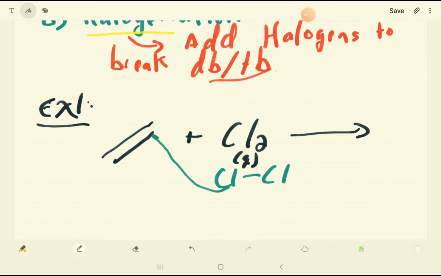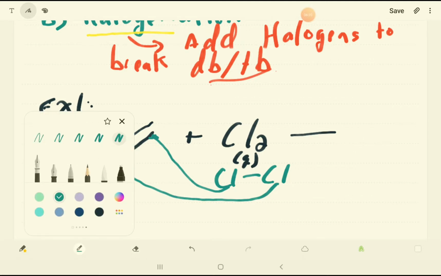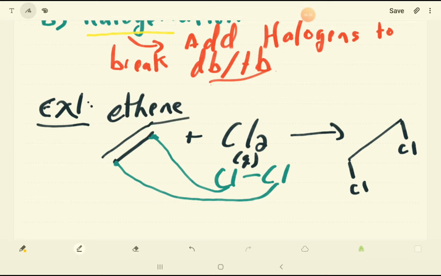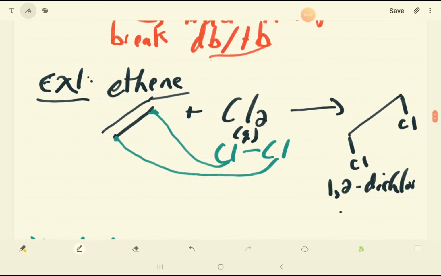And so each Cl is going to attack each end of the double bond. And so when that happens, we end up with this, and the double bond is replaced with a Cl on each side. And so it goes from ethene to 1,2-dichloroethane.